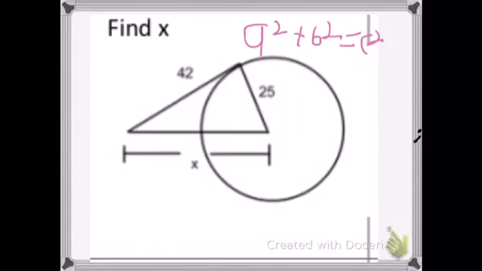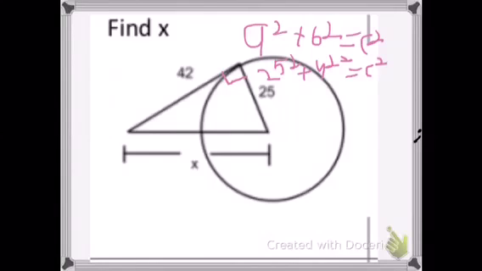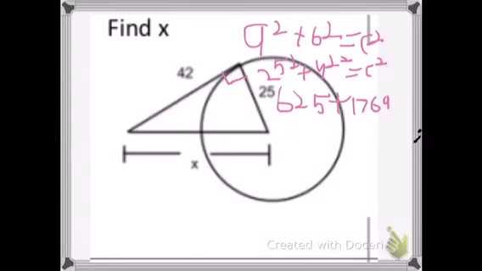We see these two segments form a right angle, so we know these are the legs, making it 25 squared plus 42 squared equals c squared. Now let's square these numbers, getting 625 plus 1764. And that will get you 2389.